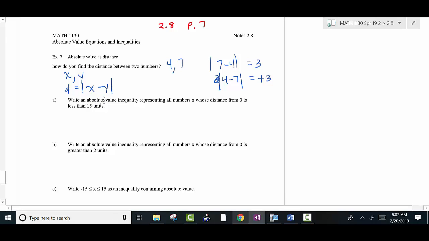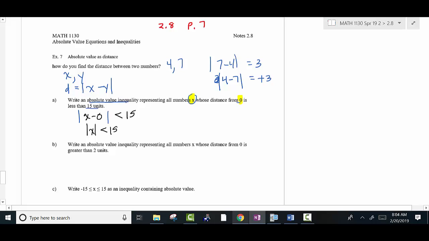So the next thing is going to look at an inequality. This problem says write an absolute value inequality representing all numbers x whose distance from 0 is less than 15 units. Well, here's what you do. The distance of x and 0, these are the two things you're taking a distance from, you just subtract. We don't know what x is, but the distance it is from 0 is x minus 0. Then it says it's less than 15. So this would be written as absolute value of x less than 15.